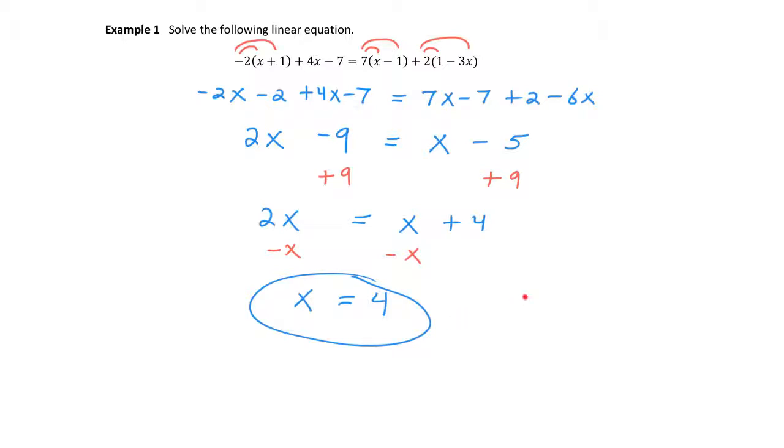We could take this value and go back to the original equation and put it in place of all the x's to make sure the left side is equal to the right side. But for now, we're just going to leave it at this, that the answer is equal to 4.